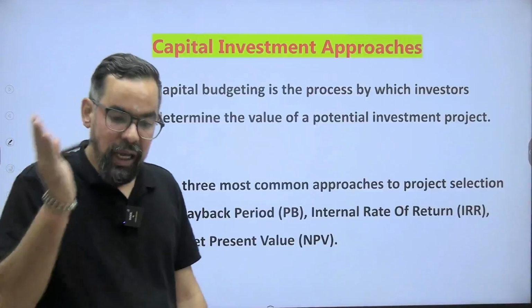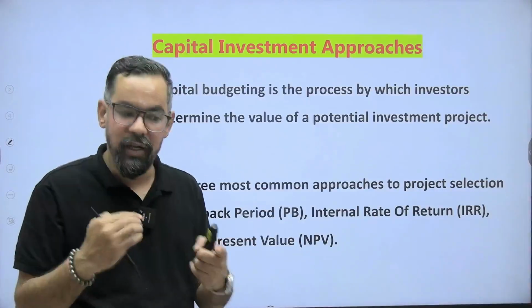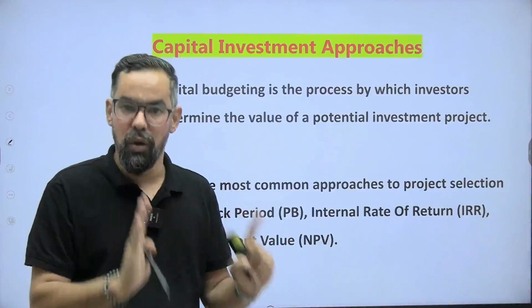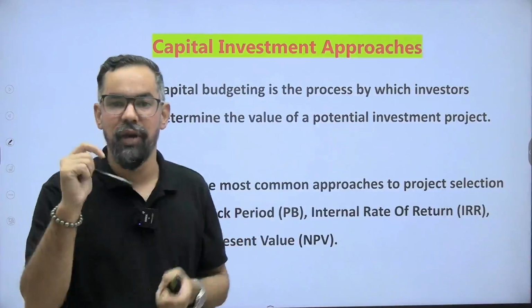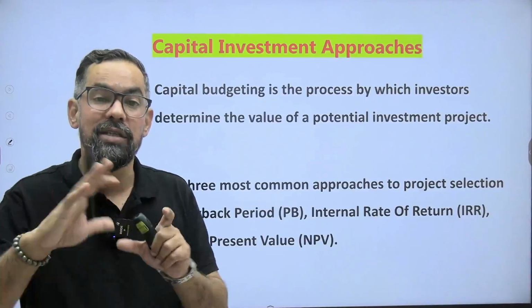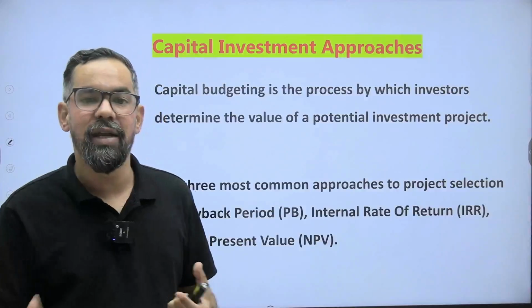To make these decisions, we have different methods. They are further categorized into discounted and non-discounted. Discounted means whenever it comes to discounted cash flow methods, we are adjusting for inflation and opportunity cost. When it comes to non-discounted, it is as simple as that.